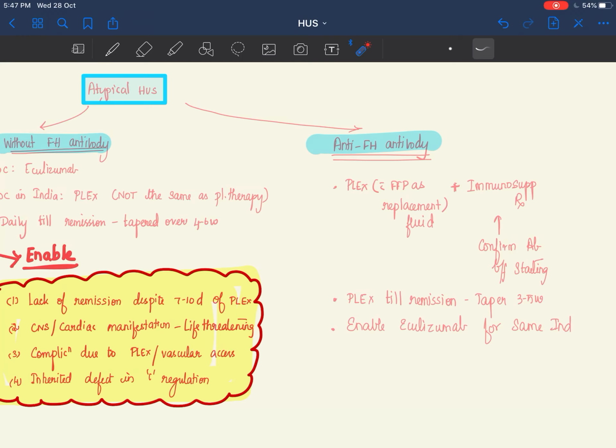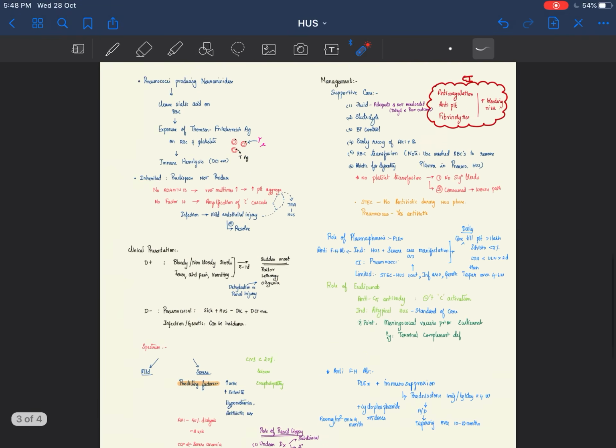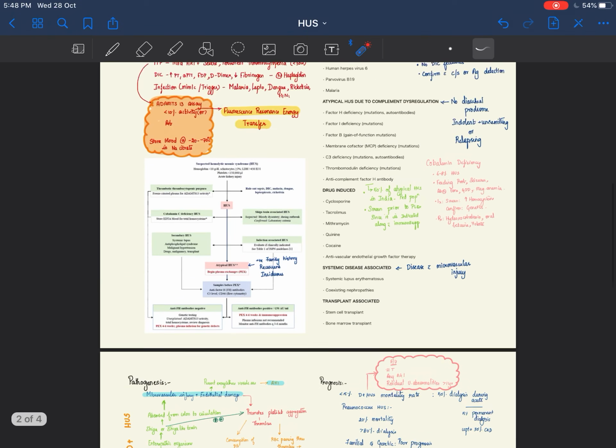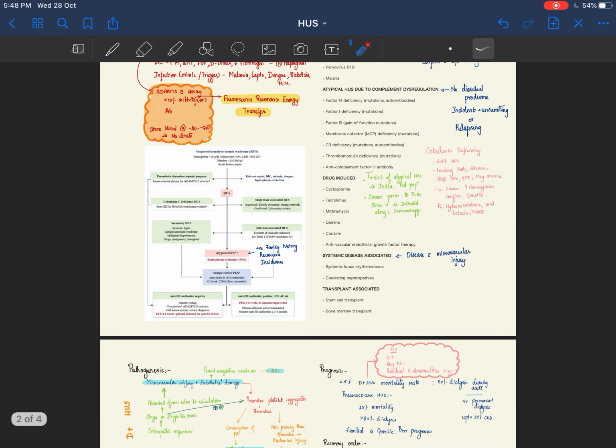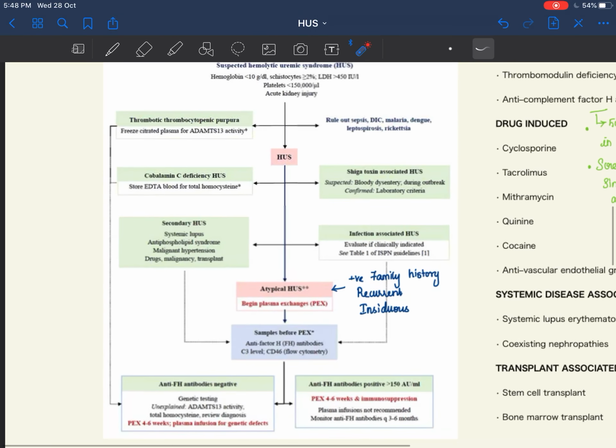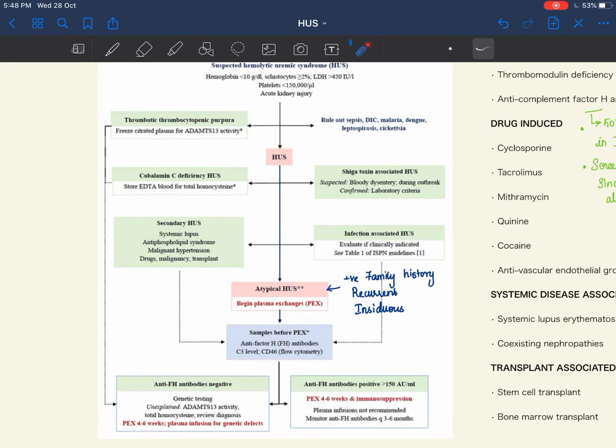You will give plasma exchange therapy similar to that, only thing tapering will be over a slightly shorter duration, 3 to 5 weeks, and use eculizumab for the same indications as without antibody. I think this is all about HUS. We have covered from top to bottom prognosis, complications, pathogenesis and all that. If you have any doubts, if you want any clarifications, let me know.